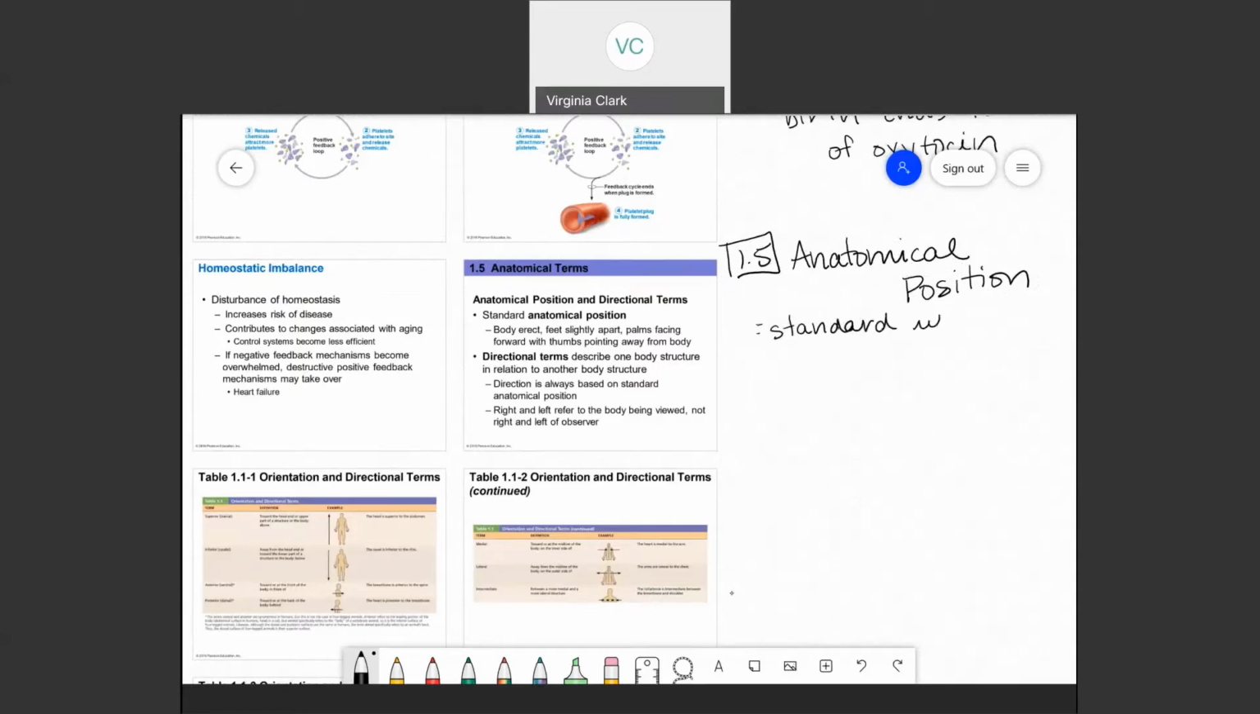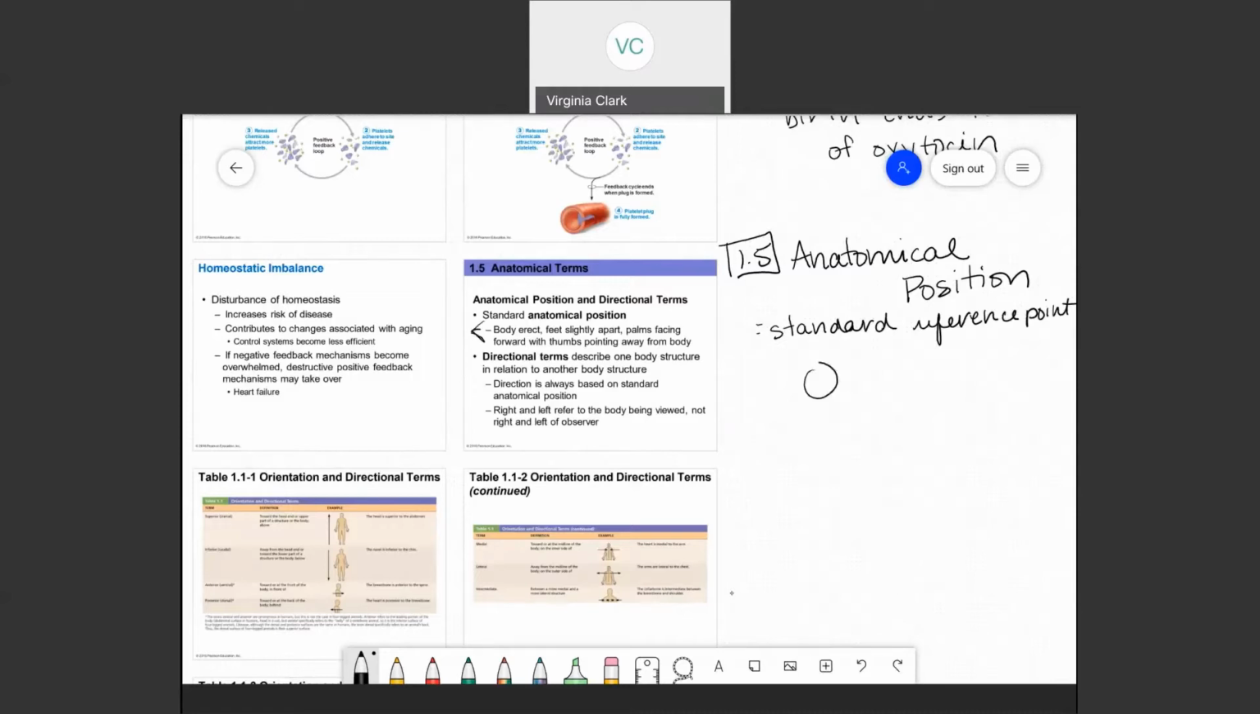So our standard reference point. If you ever look at a map, you know that north has to be pointing north for the whole map to make sense. This is the same way. When we're talking about the body, we need to make sure that we're looking at the body the same way. So the standard anatomical position is listed here.